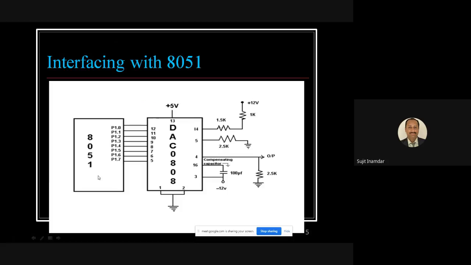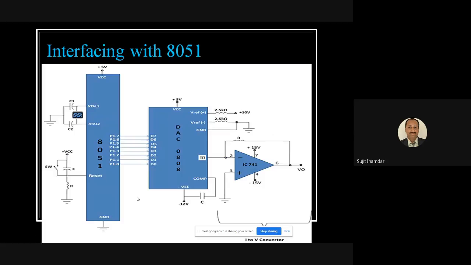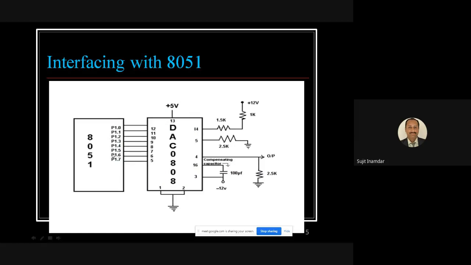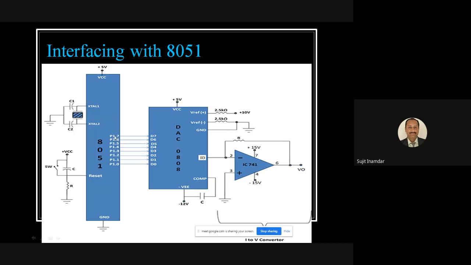And after that, we have also already seen two interfacing diagrams. If I move between these two diagrams, you can observe that port 1 is connected as an input for the DAC. Port 1 is acting as the digital input for the DAC. But here, one thing we are supposed to observe: P1.7 is connected to D7, and P1.0 is connected to D0.